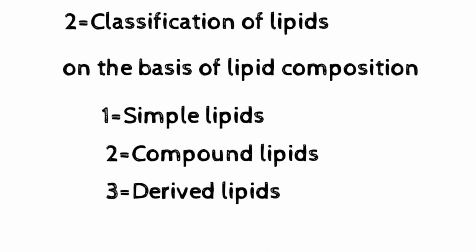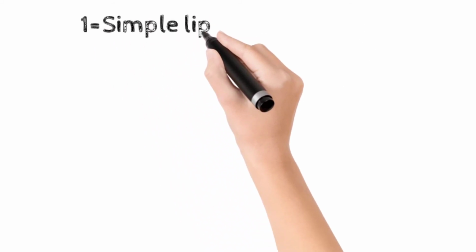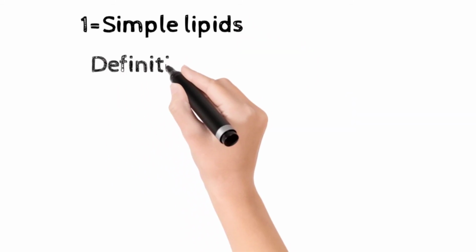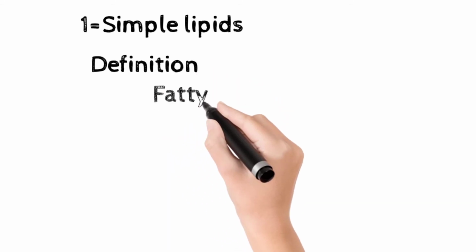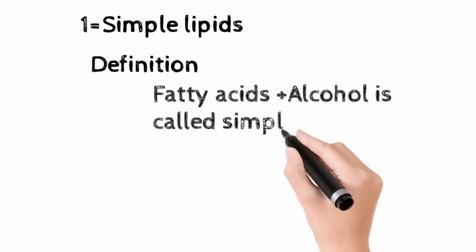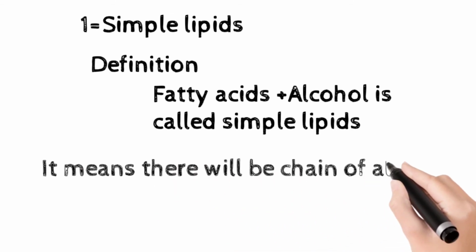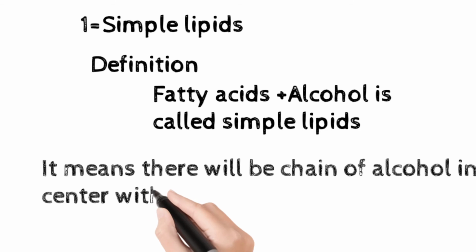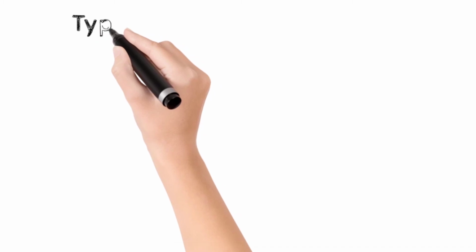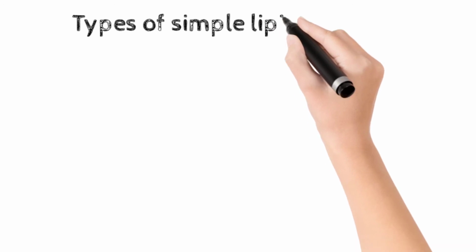Now we study these types one by one. Number 1 is simple lipids. How do we define the simple lipids? A simple lipid is actually formed by 2 components. Number 1 is fatty acid, number 2 is alcohol. How do we define it? Fatty acids plus alcohol is called simple lipids. What does it mean? It means there will be a chain of alcohol in the center, and with this chain the fatty acid will be attached.